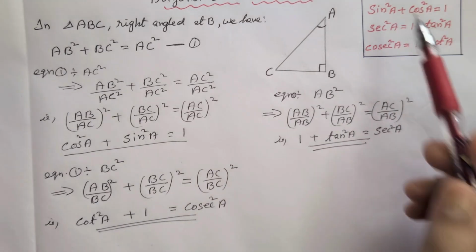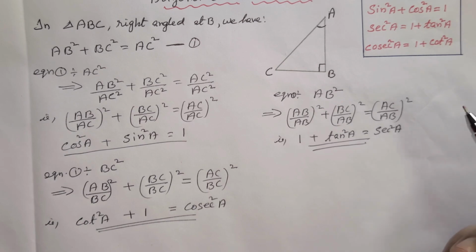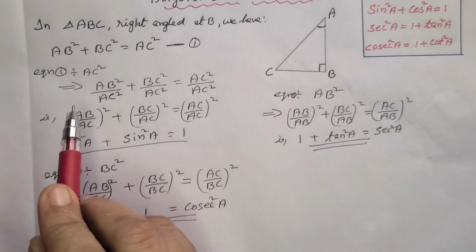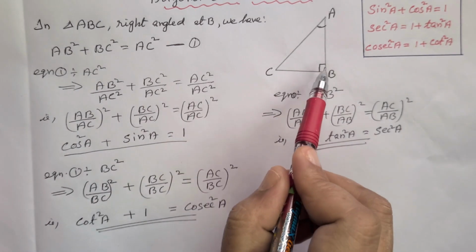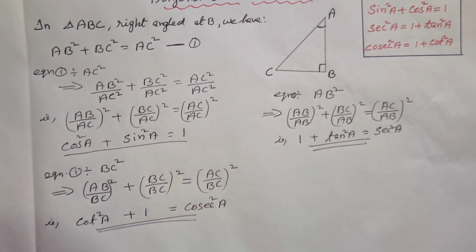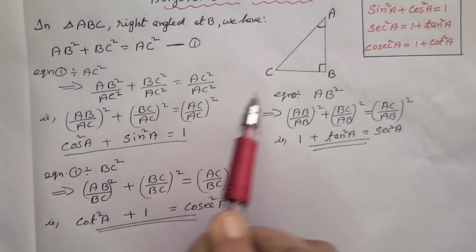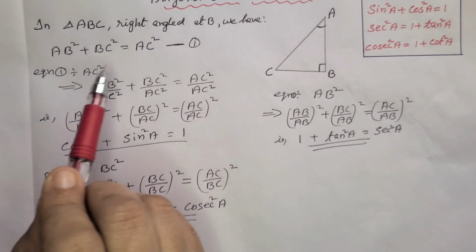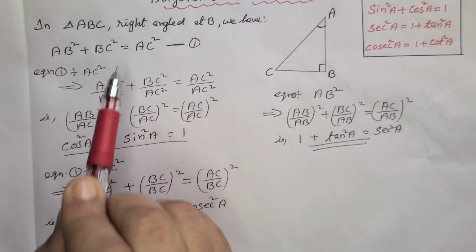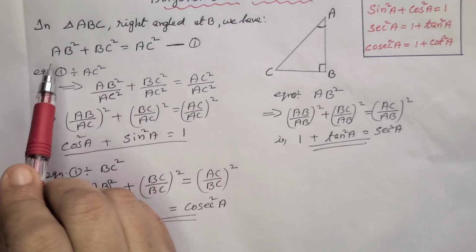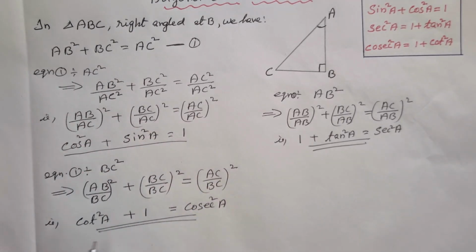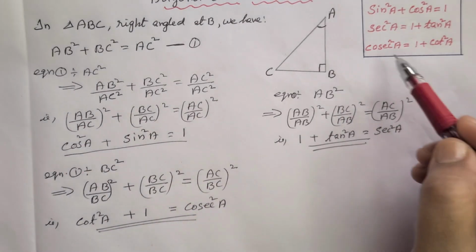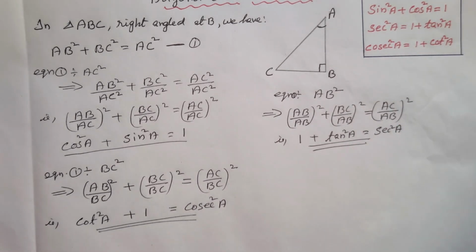These are the three identities we are using to solve questions. From the figure itself we can write base square plus altitude square is equal to hypotenuse square by using Pythagoras theorem in a right angle triangle. After that, divide the equation by AC square, we will get the first identity. Dividing by AB square gives the second, and dividing by BC square gives the third. So all three identities we get the same way, and we use them to solve exercise questions.